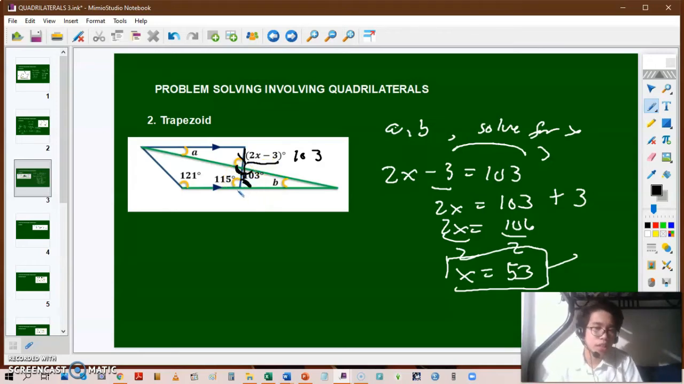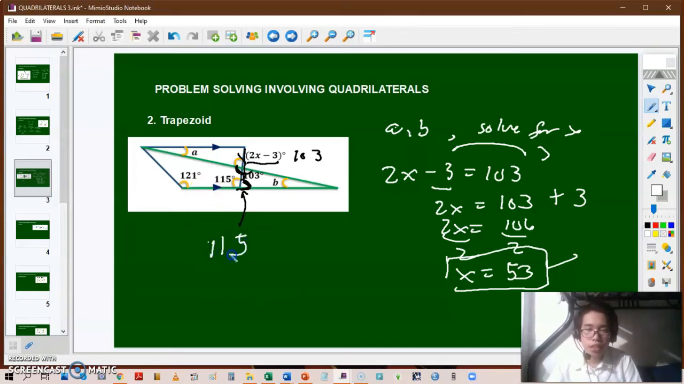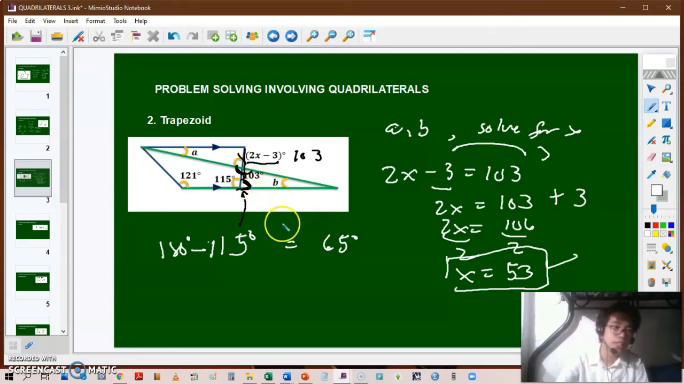So maybe let's just try to get the measurement of the angle right here. So this one first. So that's going to be the measurement of this angle. That's 115. So we have to subtract that from 180 degrees. Why did we subtract that from 180 degrees? Because that's a straight line. So that's 180 minus 115. That's 65 degrees. So the measurement of this angle right here is 65 degrees.